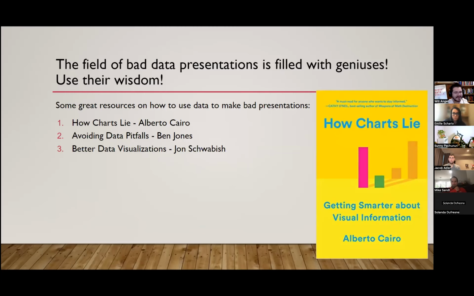Awesome book, lots of practical wisdom on how to do bad visualization. I think that Avoiding Data Pitfalls by Ben Jones is somewhat misnamed because it really should be how to create data pitfalls, at least for the purpose of giving bad presentations. And then on the more technical side, John Schwabish's Better Data Visualizations is everything you need to know about how to make good and thus bad data visualization.